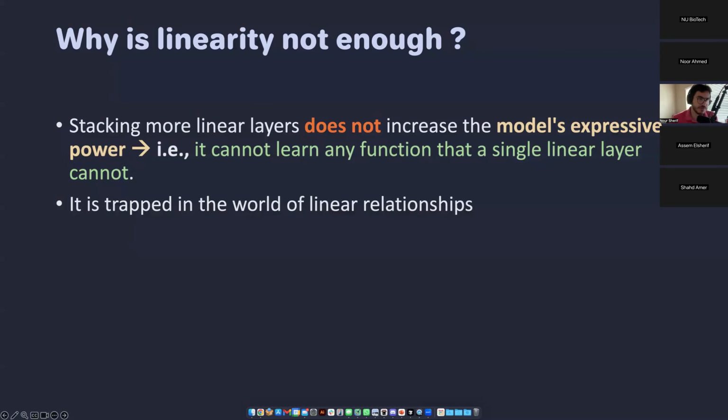I left you with the thought that if you stack more linear layers, you don't really increase the model's expressive power. The term expressive power, when it comes to neural networks, is usually used to describe how much complex behavior the network can accurately express. If you have a function that goes in a zigzag pattern, for example, can the model actually describe this zigzag pattern, follow the data, and fit a mathematical equation to it, or not? This is what we mean by the model's expressive power.